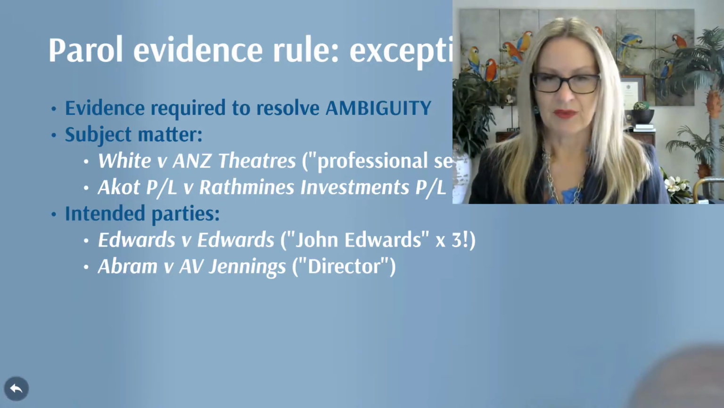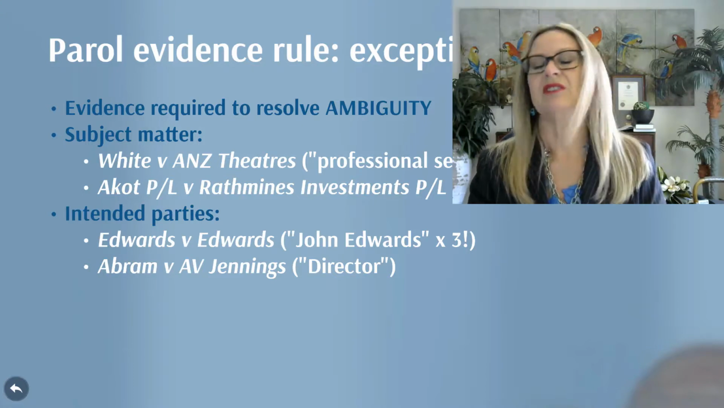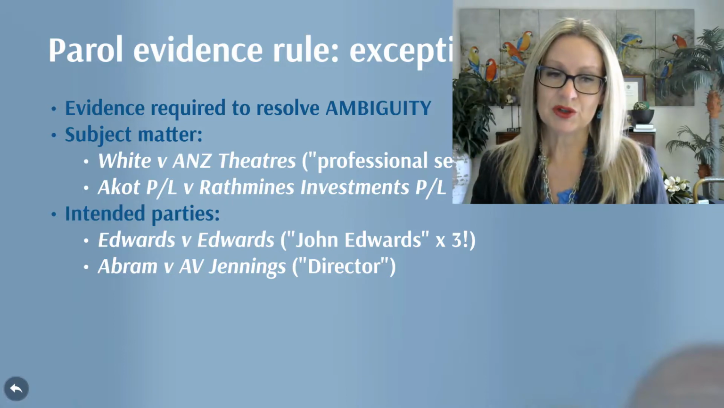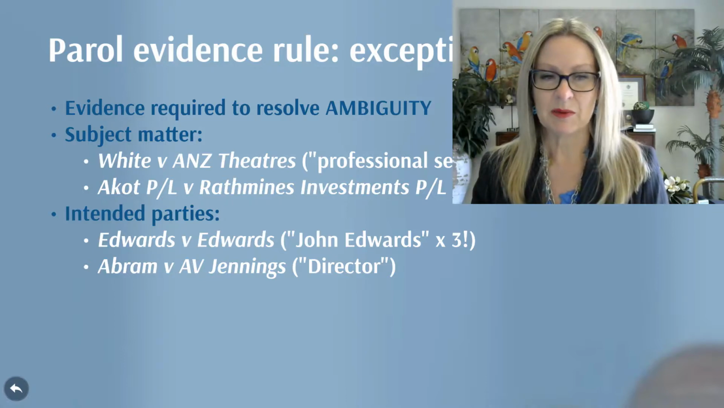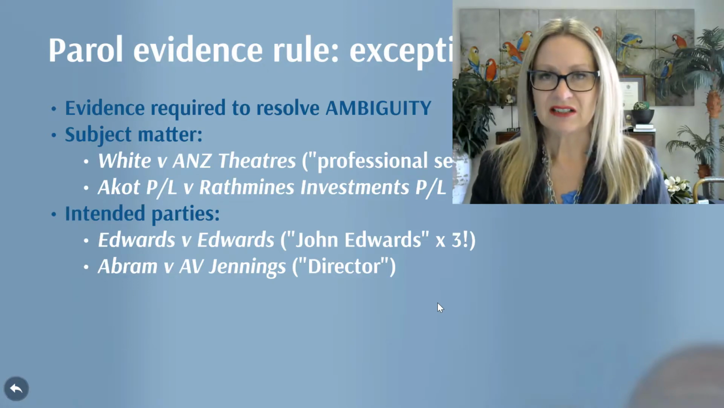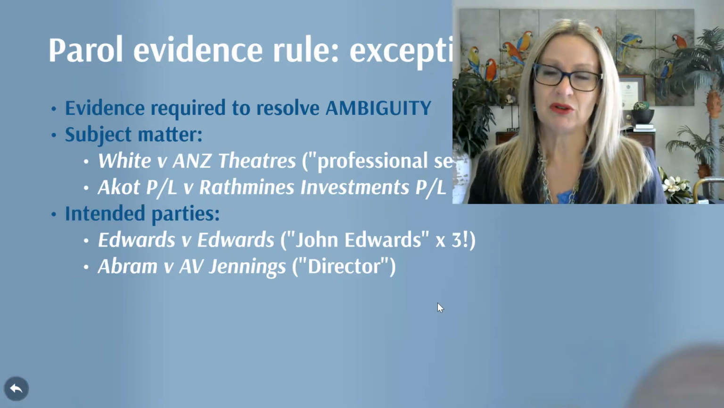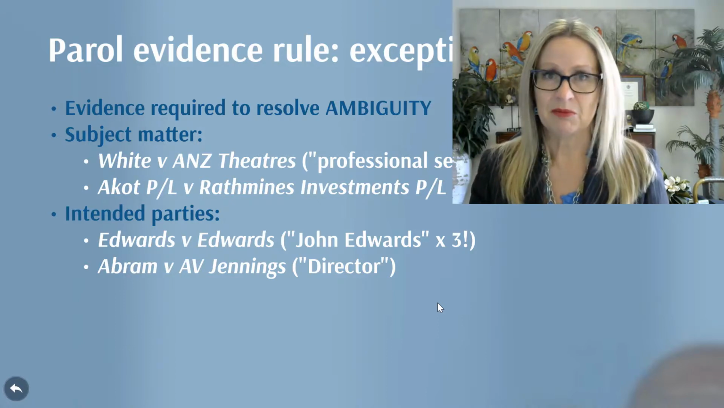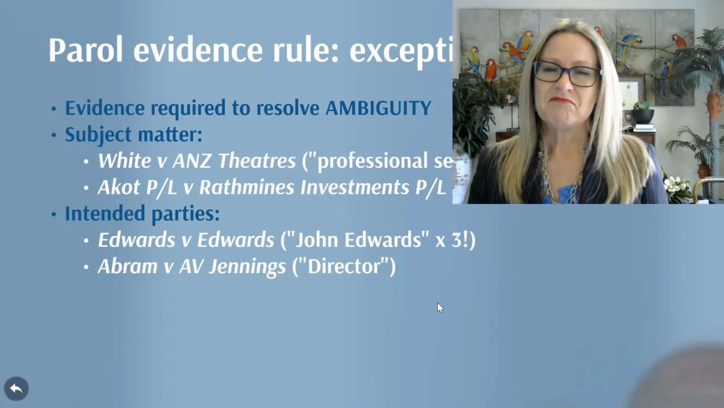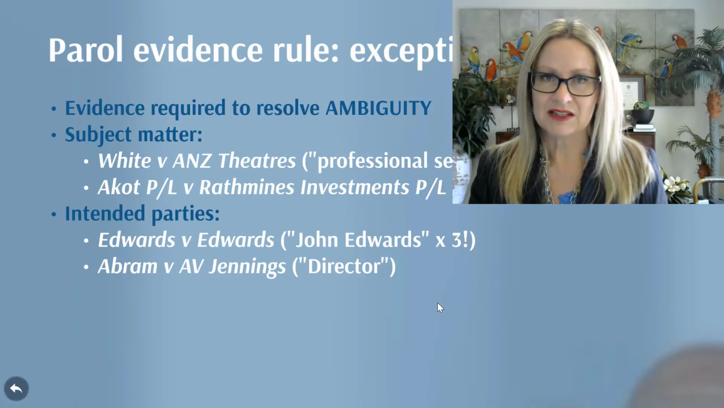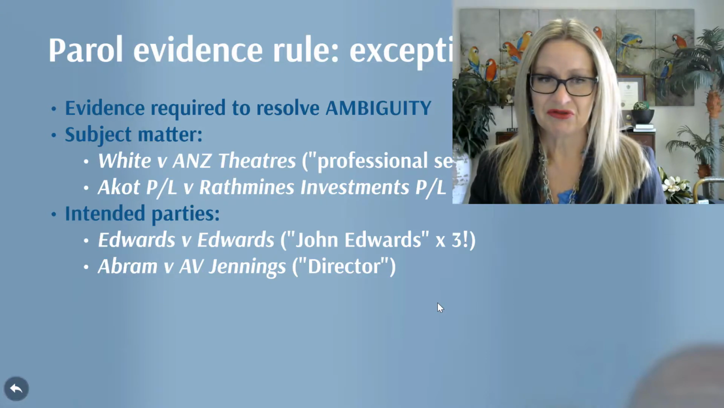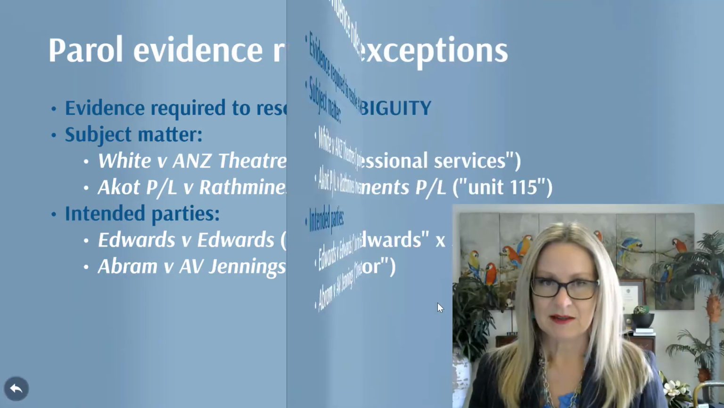Abram and A.V. Jennings was just another example there where there was a lack of clarity around whether Mr. Abram was entering a contract in his personal capacity or his company's capacity. Not really hard to get your head around this little part of the parole evidence rule. If there's a problem with clarity, let in some evidence, fix up the lack of clarity. However, it has spawned some rather tortured decisions over the last 10 years. Why is that?